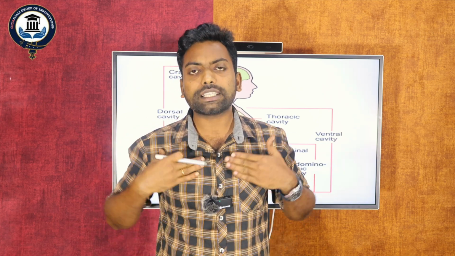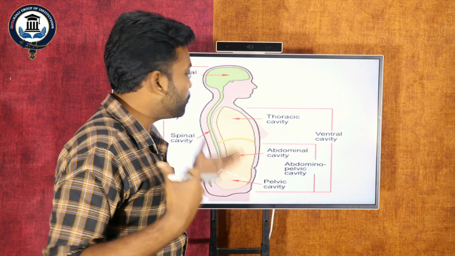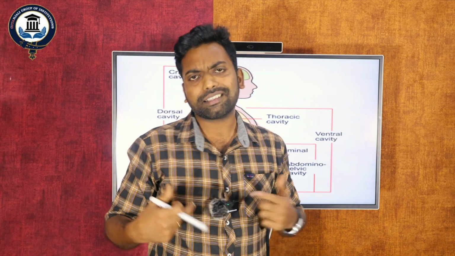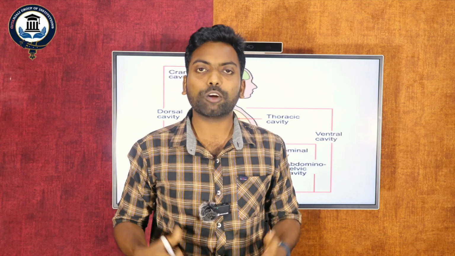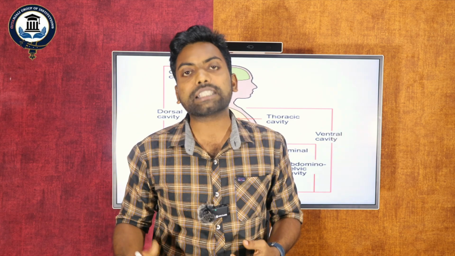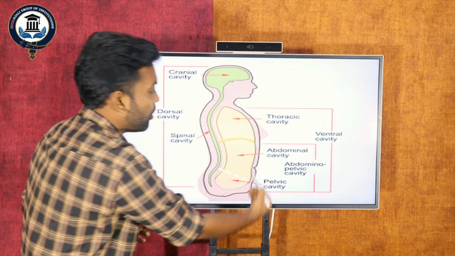As we know, the thoracic cavity has the heart, so this kind of organs we have. The abdominal cavity has the digestive organs such as the pancreas, liver, stomach, and intestines, the large intestine and small intestine. These parts belong to the abdominal cavity. The pelvic cavity has the reproductive organs. So these belong to the ventral cavities.